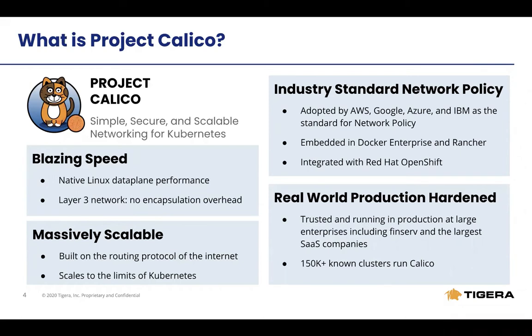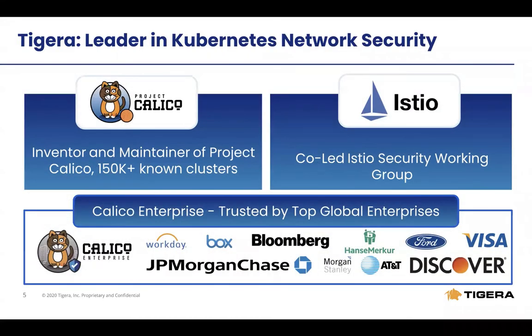We're also aware of more than 150,000 known clusters out there that are using Calico today, with hundreds of thousands of nodes and millions of workloads. So we're trusted by a lot of real-world production use cases today. In terms of Tigera, the company behind Calico, we invented and maintain Project Calico today, and we also help co-lead a lot of the Istio upstream, specifically the security working group of Istio.